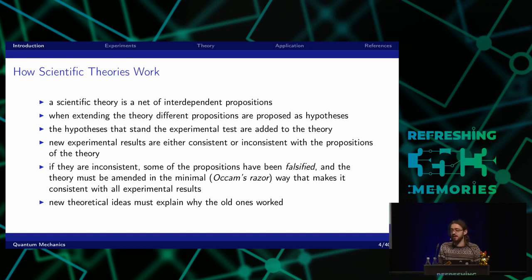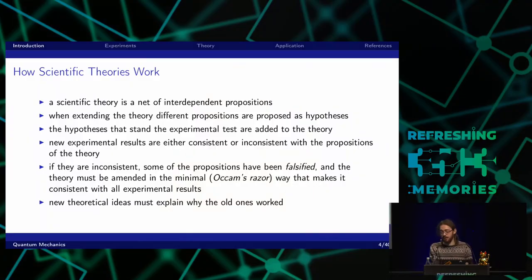So if such inconsistent results are found, then our old theory has been falsified. This term is due to Popper, who said that a theory is scientific as long as it can be falsified, that is, as long as we can prove that it's not true. And we can never prove a theory true, but only prove it wrong. And all that we have not yet proven wrong are at least some approximation to truth.